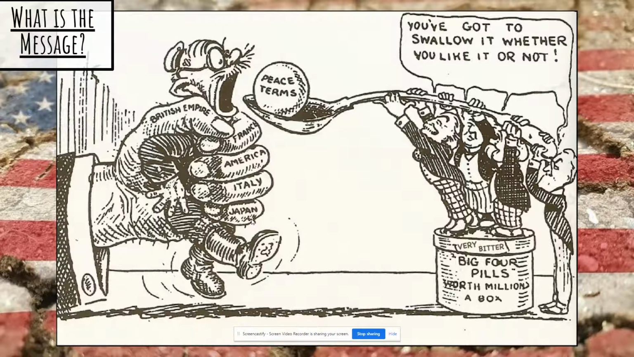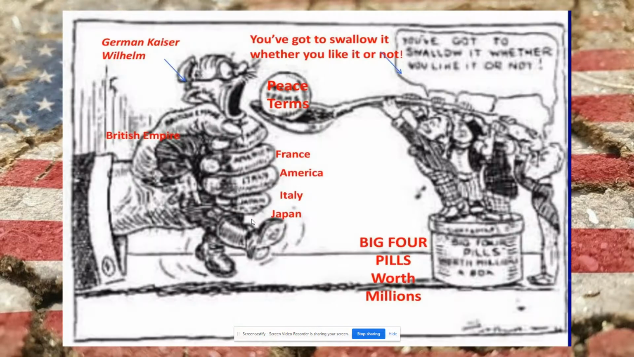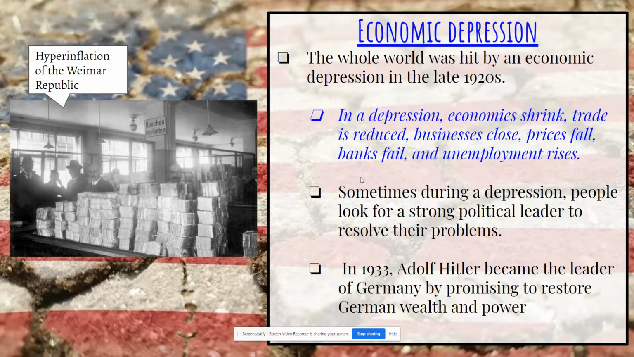So when you're looking at political cartoons, you've got to understand what the meaning is. And in order to do that, you have to have the background knowledge, which I'm going over today. Okay, so this is the German Kaiser. This is the British Empire. So everything that I just went over, we're going to keep going.